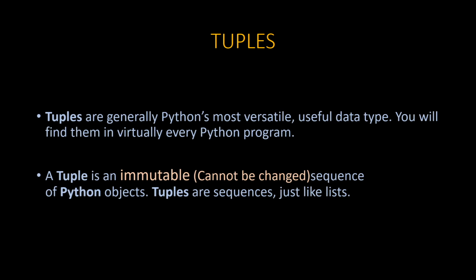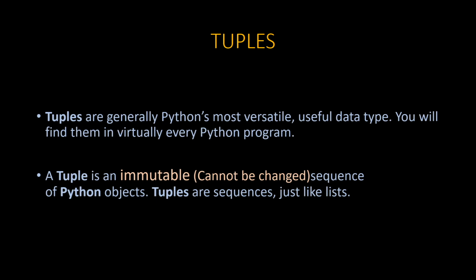Tuples are generally among Python's most versatile and useful data types, and you will find them in virtually every Python program. A tuple is an immutable sequence of Python objects. That means it cannot be changed. In a list, we can update objects, remove items, append items, or overwrite items, but in tuples, we cannot really do that.